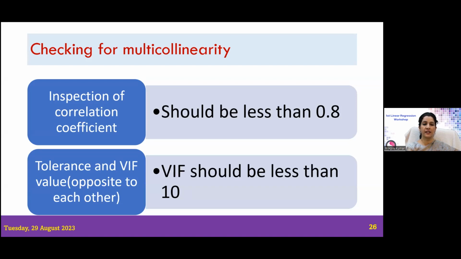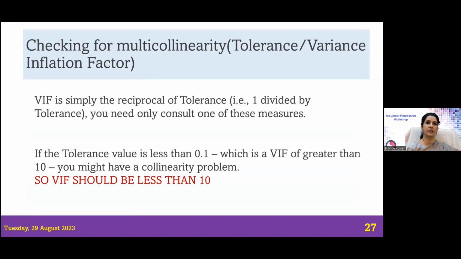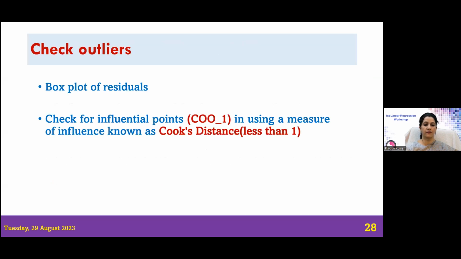VIF is the variance inflation factor, and the value of VIF should be less than 10. Tolerance is the opposite of VIF, so the value of tolerance should be more than 0.1. VIF is simply the reciprocal of tolerance, 1 by tolerance. So if the tolerance value is less than 0.1, VIF will be more than 10. That's multicollinearity. Any variable showing a VIF more than 10, you can try removing that variable.